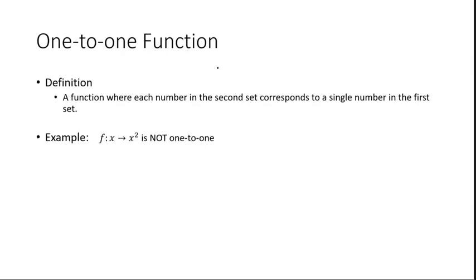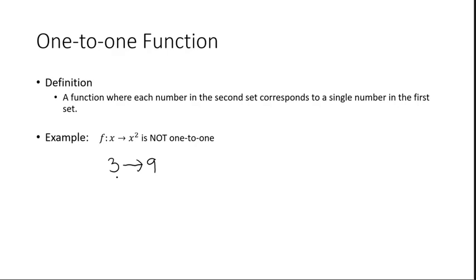So here we have an example of something that's not one-to-one. We have here a function, the same function actually that we had before. This is function f, where it maps x to x squared. And this is not one-to-one because if we plug in, let's say, a 3 for x, if x is 3, x squared would be 3 squared, or 9, right?